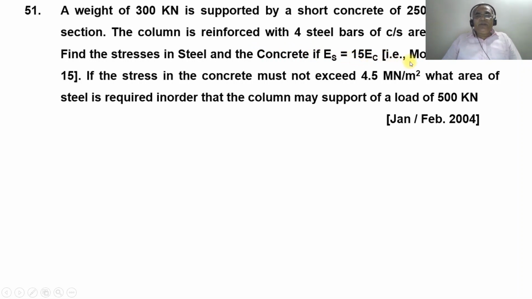So that is, the modular ratio is 15. If the stress in concrete must not exceed 4.5 meganewton per meter square, what area of the steel is required in order that the column may support a load of 500 kilonewton? So here he has given the total load and also the concrete area of cross section and also the 4 steel bars of cross-sectional area 5500 mm square.